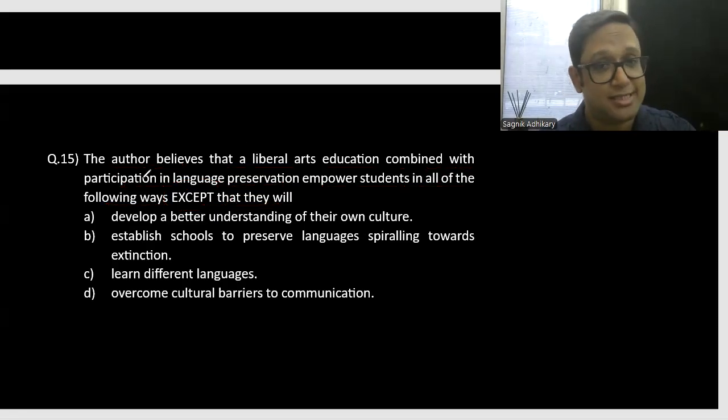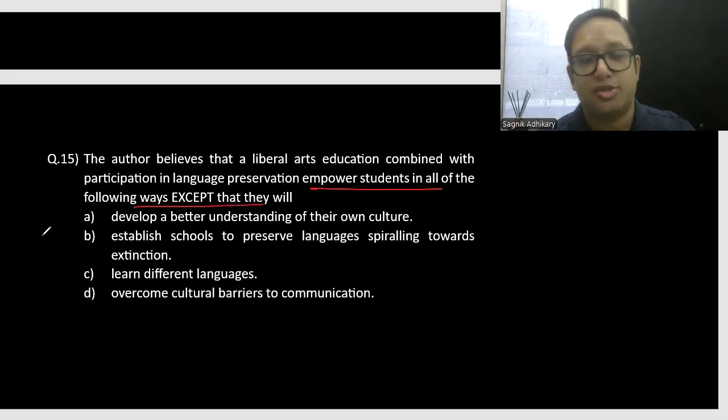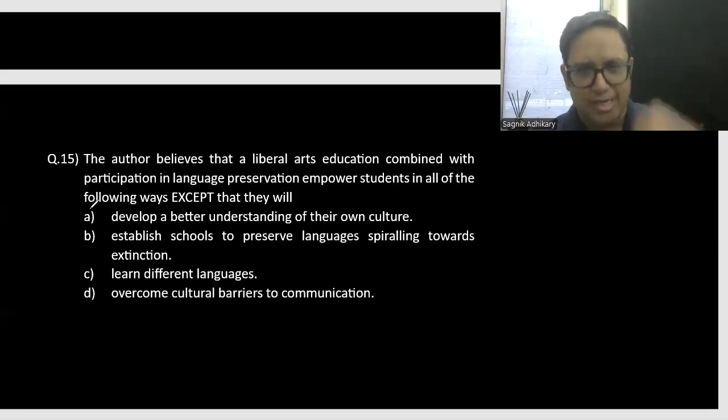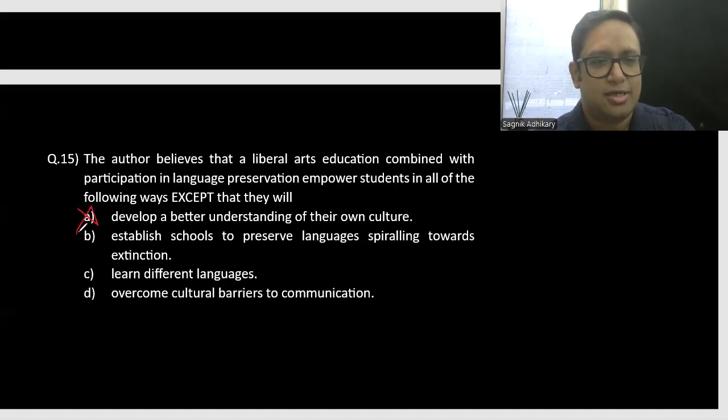We're looking for something that is not a part of this, not a way in which the students would be empowered. Option A says, develop a better understanding of their own culture. Yes, they would better understand their own culture because they understand other cultures, and they can incorporate the other cultures into their own cultural biases. So not this.